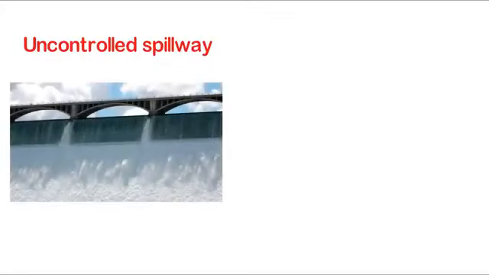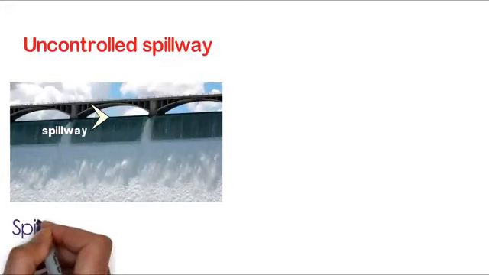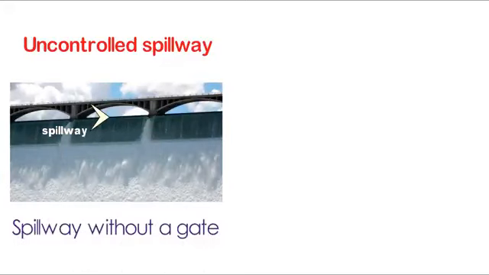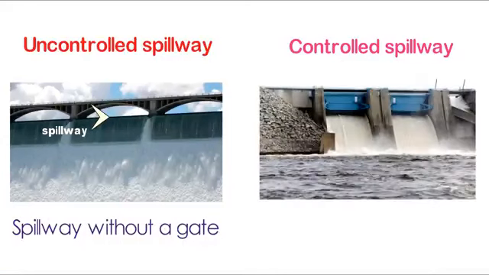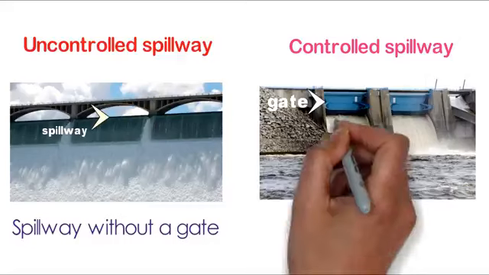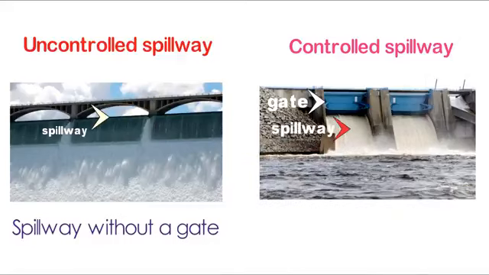This is the typical picture of an uncontrolled spillway, where there will not be any gate. The spillway without a gate is called an uncontrolled spillway. In case of a controlled spillway, the water flow is controlled by a gate. The spillway with a gate is called a controlled spillway.